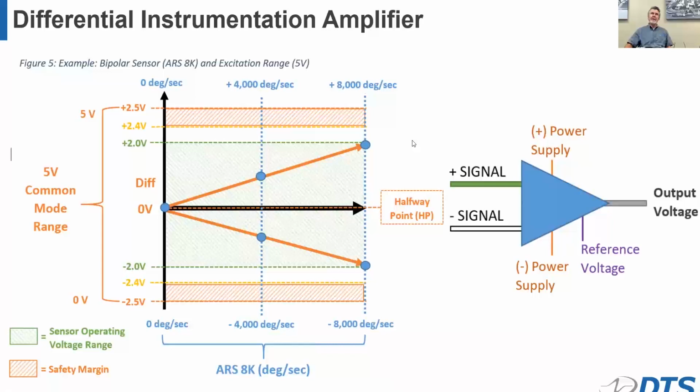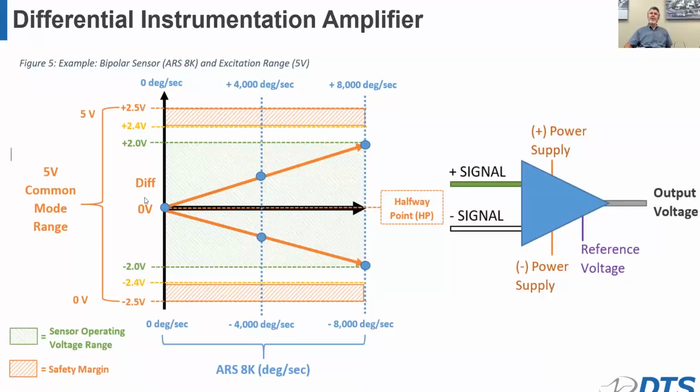If we look at this as a graph, and again, don't try to read all the numbers too much here. This is available on our Help Center. This actually shows you graphically what we're talking about here. All the signals you measure have to be within that common mode range on the left.